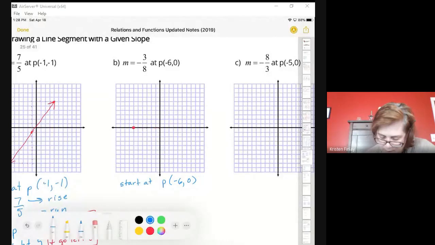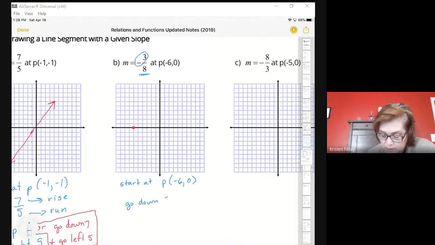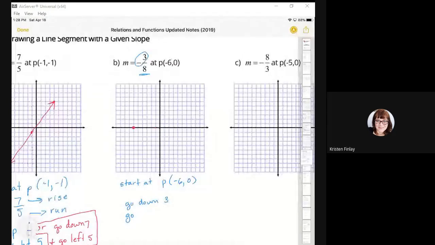Okay. Now, according to our rules, our slope is a negative. Always think of that negative being with the y, it's easier. So we're going to go down -3, and then we're going to go right 8. And again, you can do the opposites, going up 3 and left 8, but I'm going to go down and right. Okay, so I go down 3, 1, 2, 3, and I go over 8. 1, 2, 3, 4, 5, 6, 7, 8. And those would give me my 2 points.